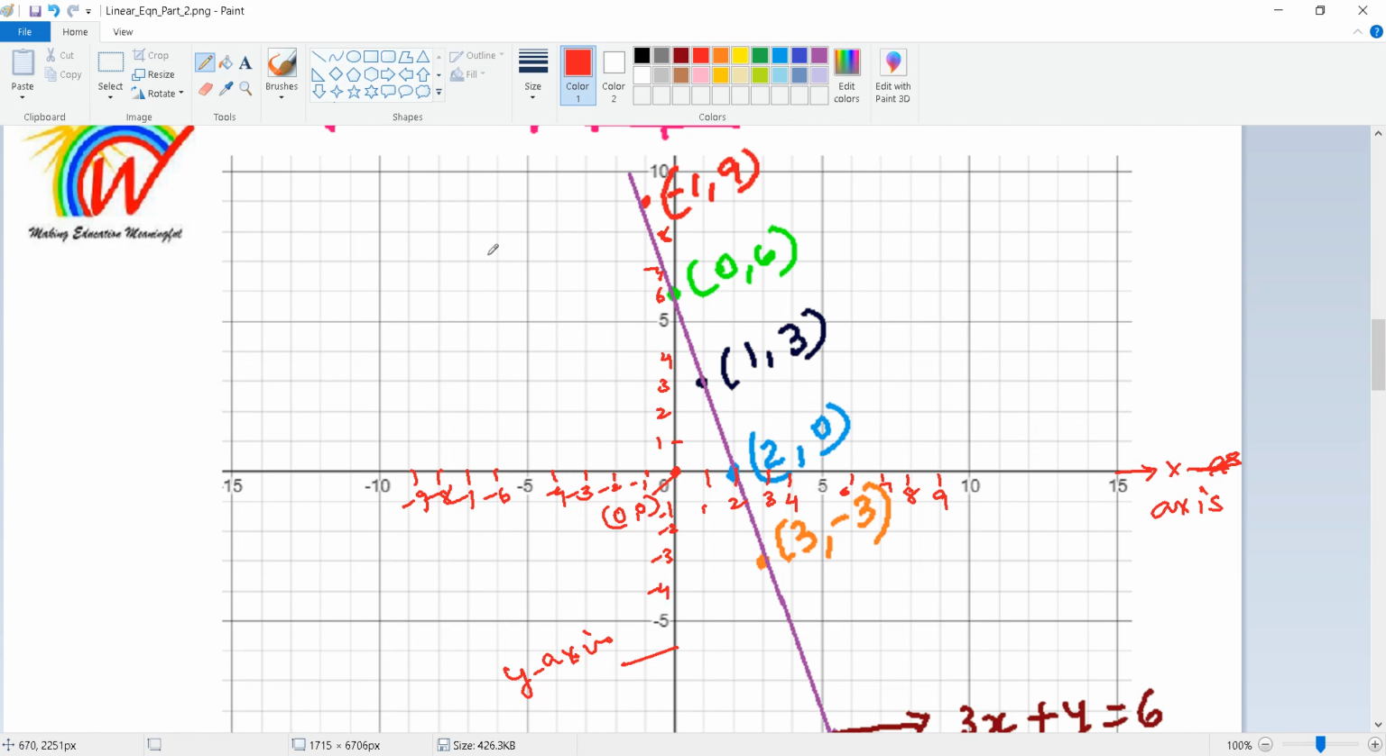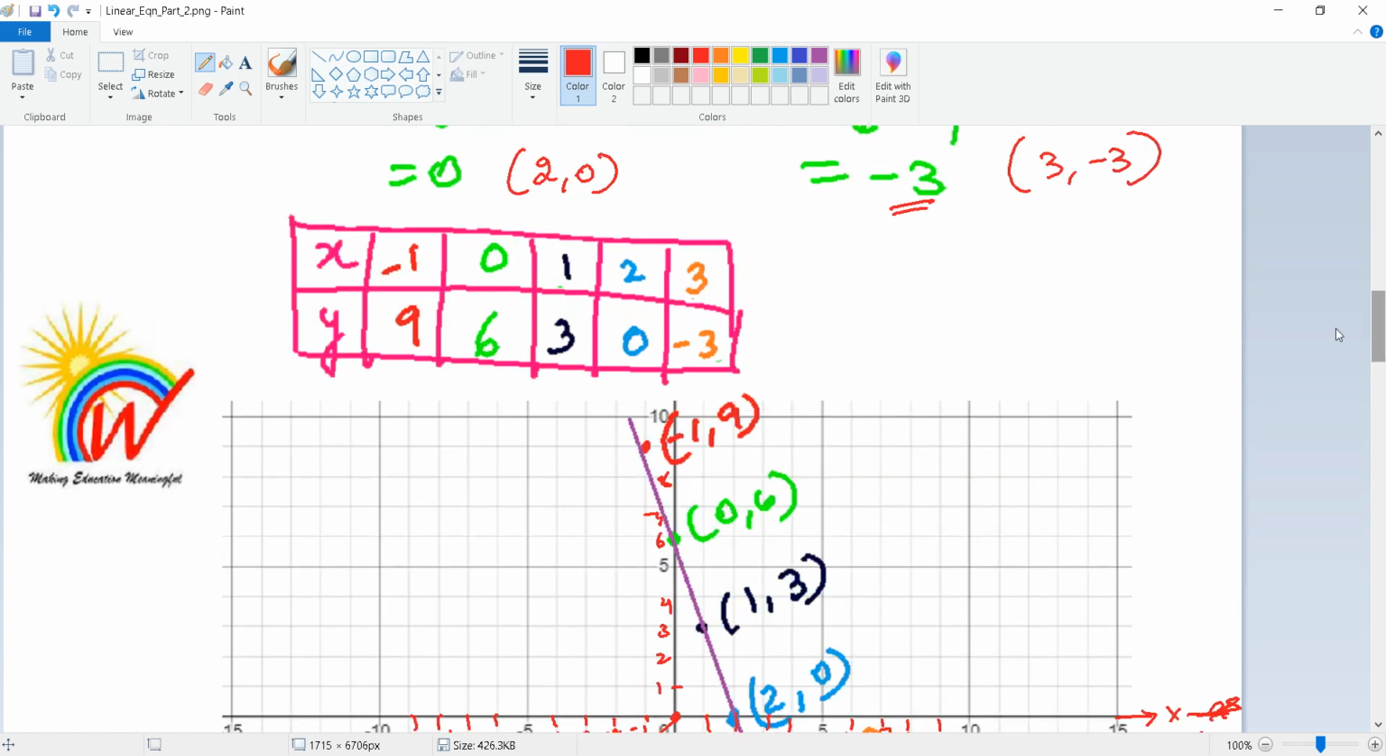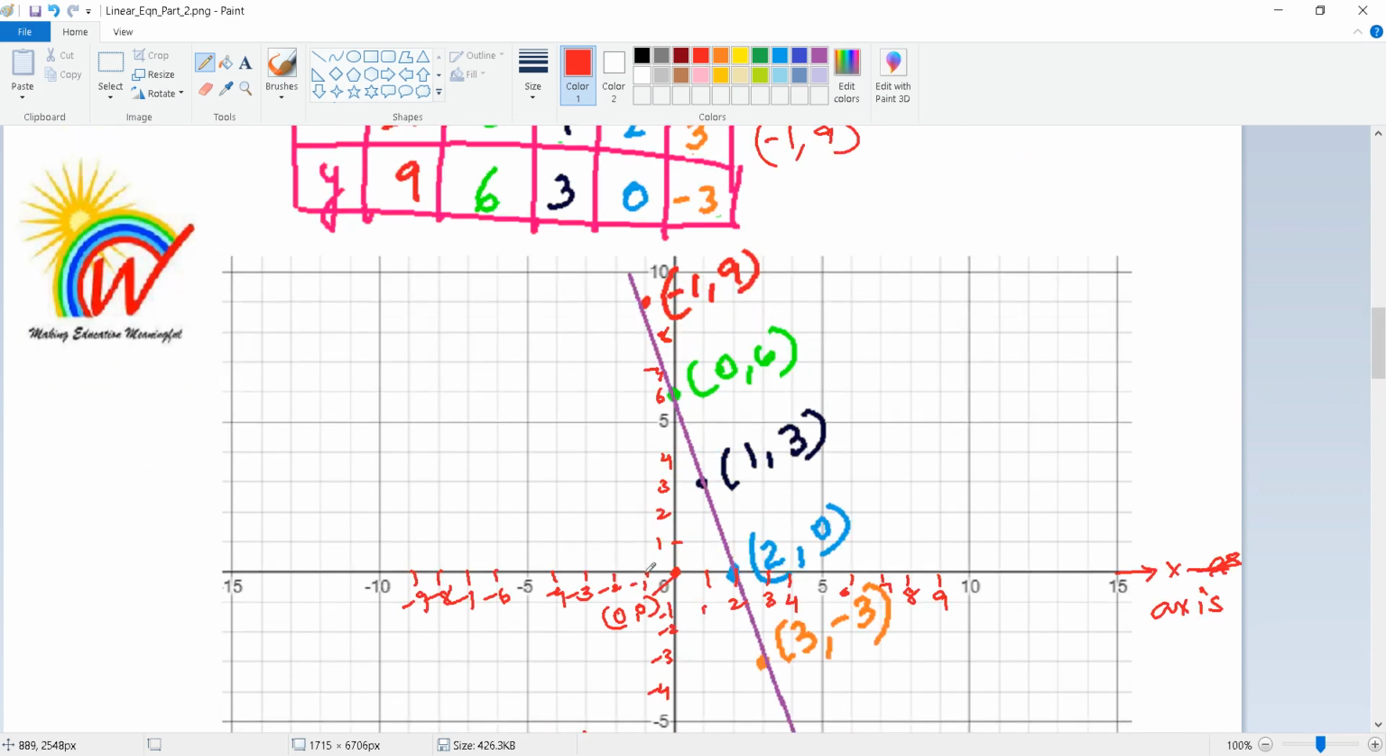Now we will mark the point minus 1 comma 9. Minus 1 in the x coordinate. This is the first point I'm going to mark: minus 1 comma 9. Minus 1 in the x coordinate is over here. This is where my minus 1 is, and 9 in the y coordinate.